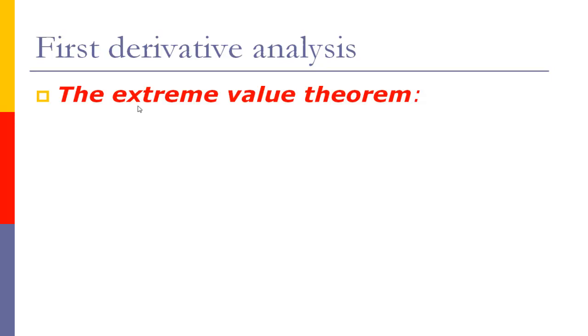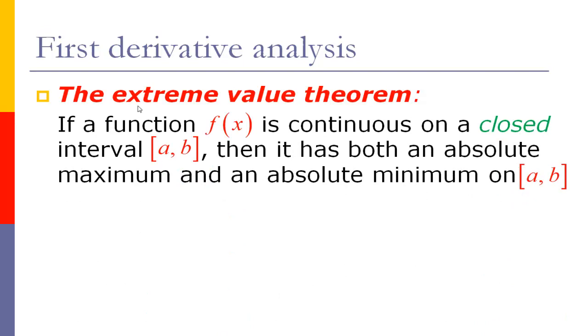The first one is the following, and this is called the extreme value theorem. It says that if a function is continuous on a closed interval, meaning it's continuous all the way from the left endpoint to the right endpoint, then it will certainly have an absolute maximum and an absolute minimum on that interval. Sometimes those absolute extrema are going to be found at the endpoints, but they're certainly going to be there.